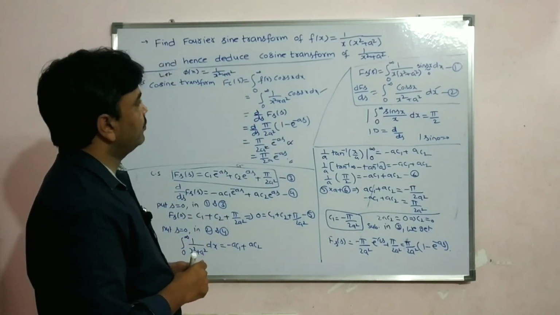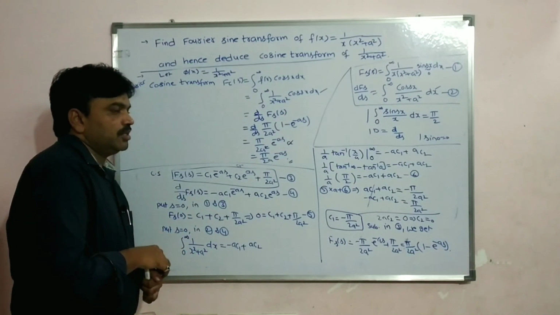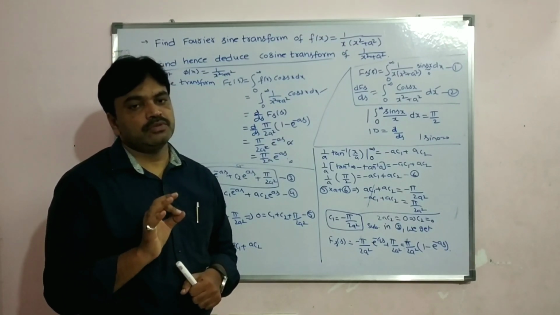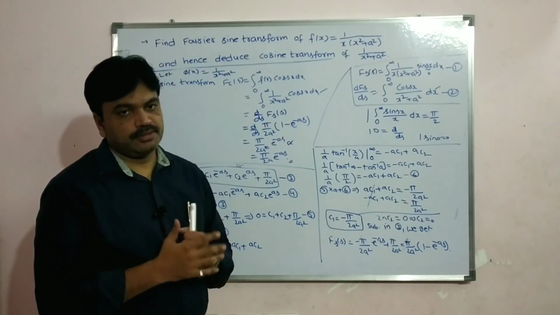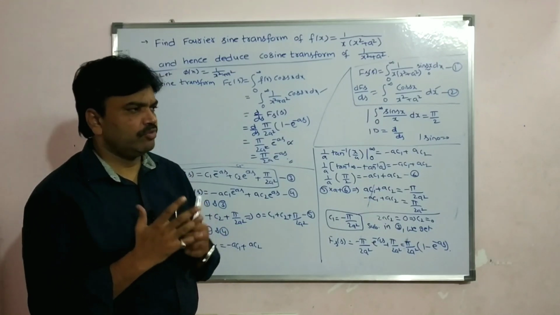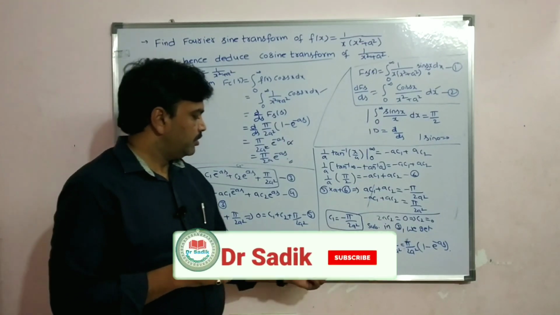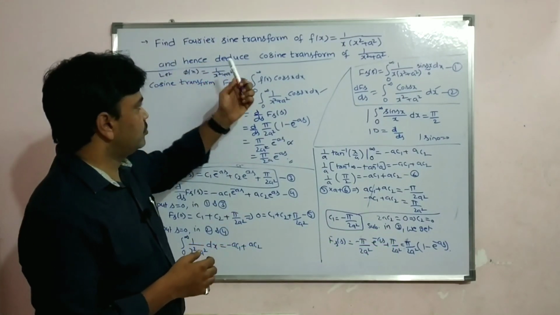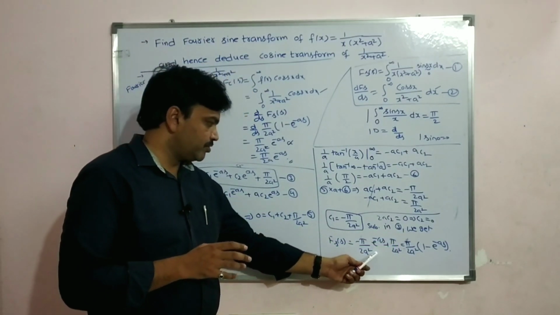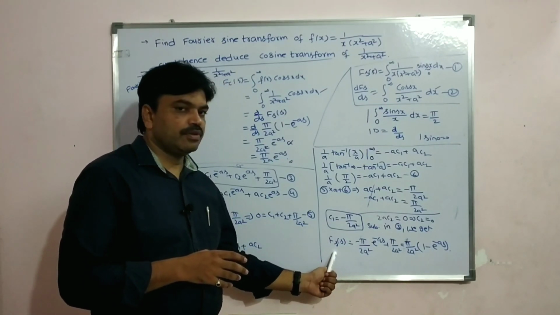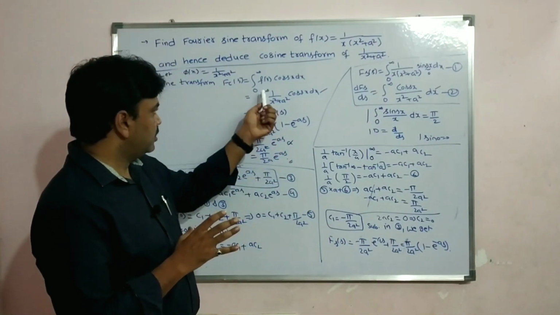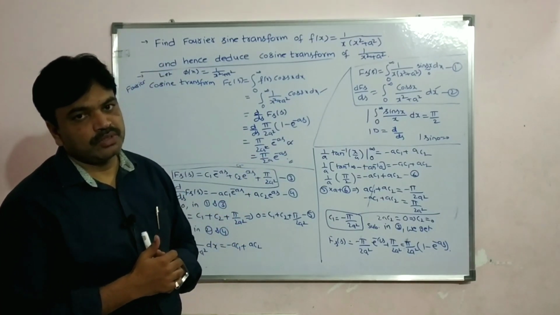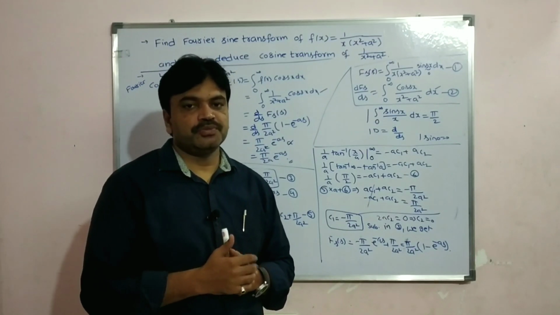Once again, whenever given such types of functions, you differentiate with respect to s and then simplify it. Finally you get the Fourier sine transform of the given function. Whenever it is given like this, hence deduce means we are using this result; from this result we get the solution. Hope you understand. Thank you for watching this video. Jai Hind.